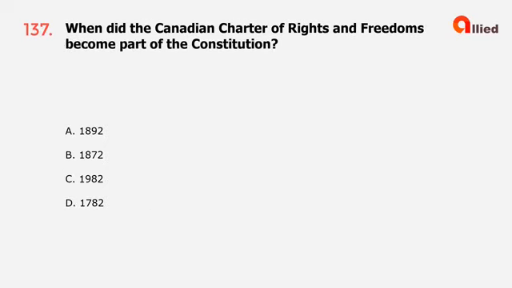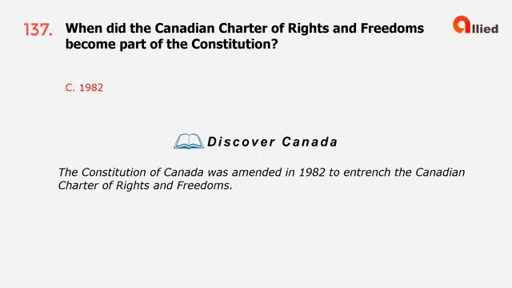Question 137. When did the Canadian Charter of Rights and Freedoms become part of the Constitution? A. 1892. B. 1872. C. 1982. D. 1782. The answer is C. 1982.